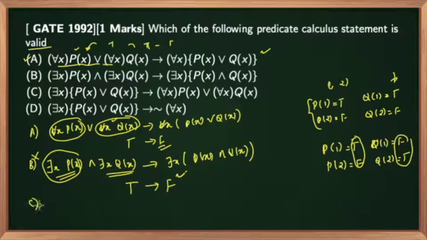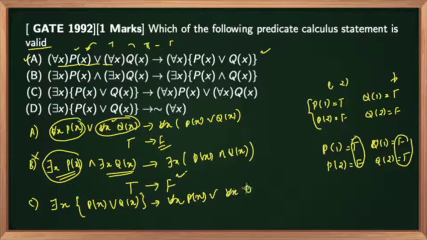Similarly, if you see C, it says there exists an x, P of x or Q of x, where both x are the same, implies for all x P of x or for all x Q of x. This is very straightforward. We know that this statement should not be a tautology, right? We cannot guarantee that there exists a P of x and Q of x means for all x P of x or for all x Q of x is true. Anyway, let's see. True implies false, right?